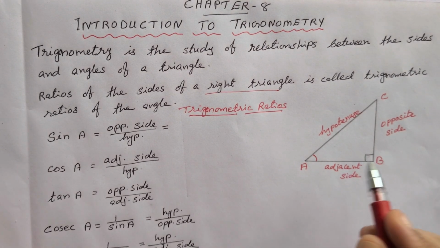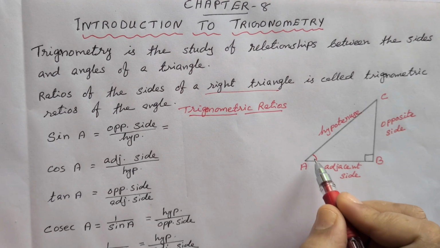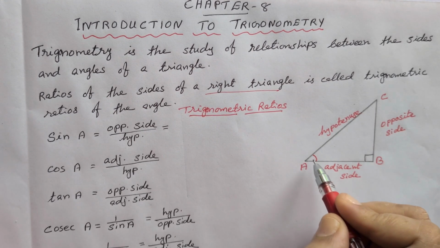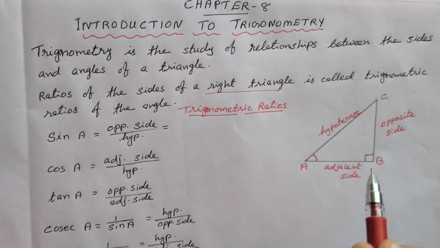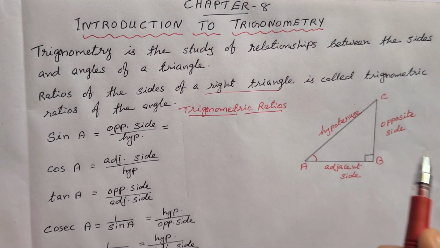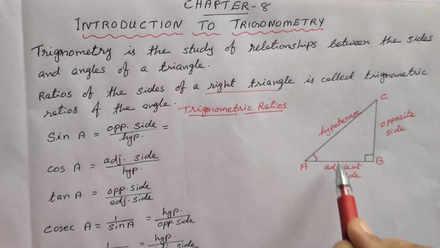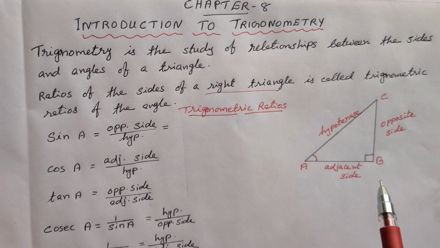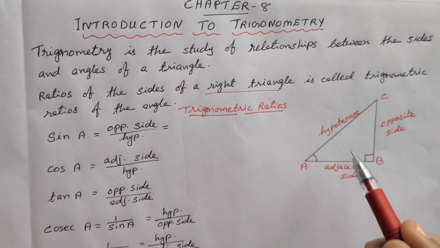In a right triangle, we know that the other two angles will be acute angles. Based on one of these acute angles, we write all the ratios based on the sides. There are 3 sides, so we can write 6 ratios based on these 3 sides. Opposite by hypotenuse, we consider these 2 sides. Adjacent by hypotenuse, these 2 sides. Adjacent by opposite or opposite by adjacent. Like that, we get 6 ratios.